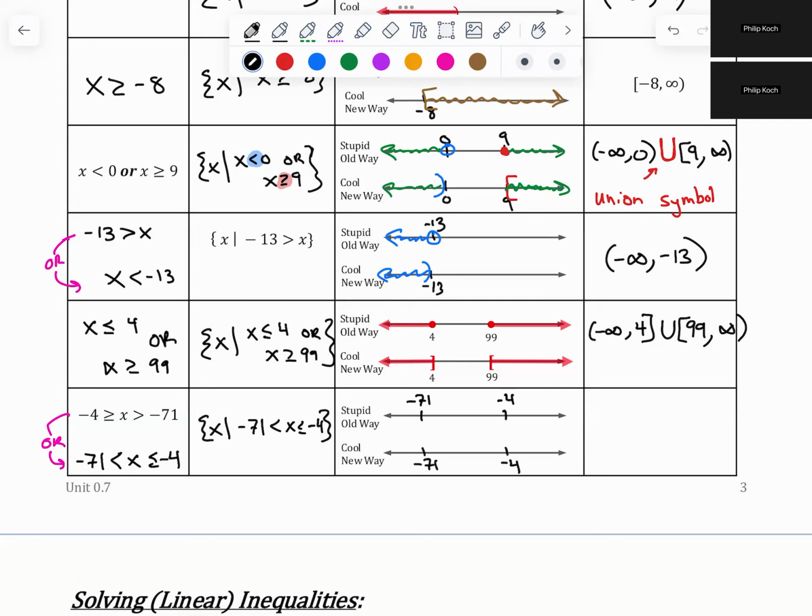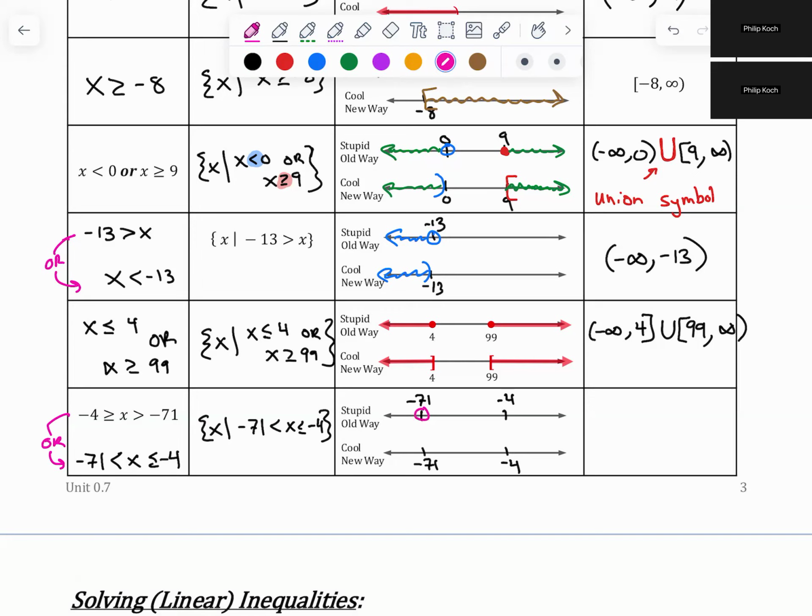I will accept either format, by the way, the old way or the super cool new way on an exam. You can write it in any format, if I do require you to draw it on a number line, but typically don't.